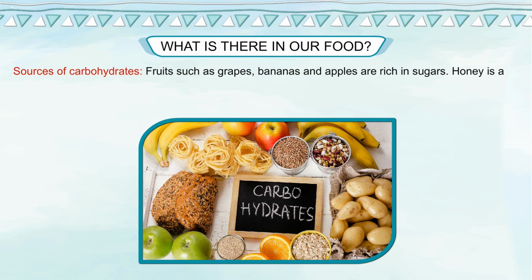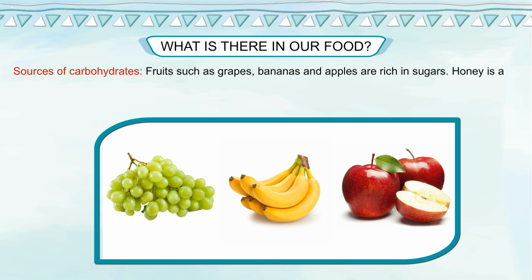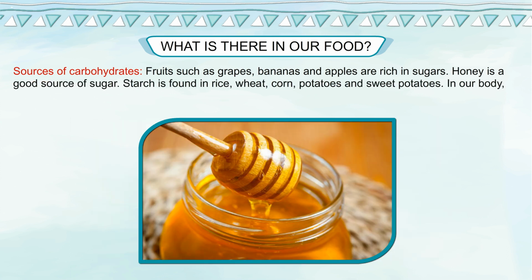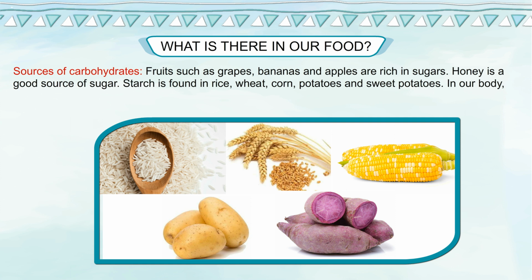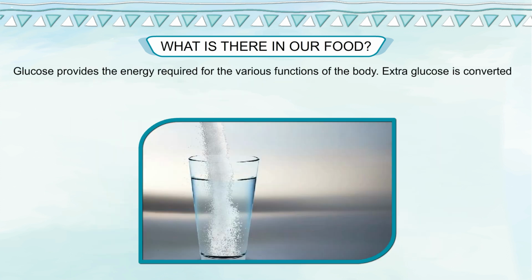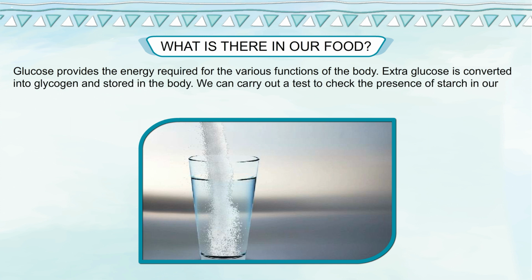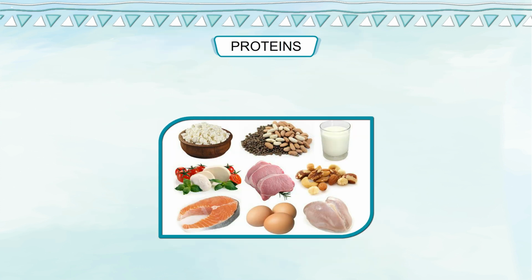Sources of carbohydrates. Fruits such as grapes, bananas, and apples are rich in sugars. Honey is a good source of sugar. Starch is found in rice, wheat, corn, potatoes, and sweet potatoes. In our body, starch is digested and broken down into glucose. Glucose provides the energy required for the various functions of the body. Extra glucose is converted into glycogen and stored in the body. We can carry out a test to check the presence of starch in our food.